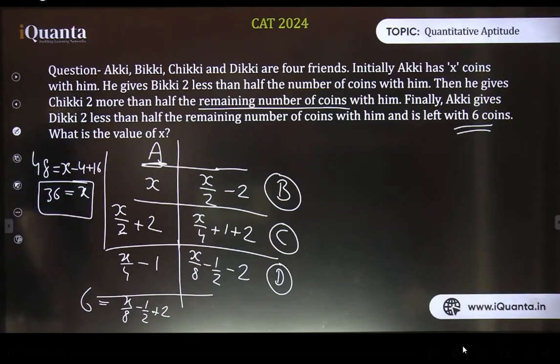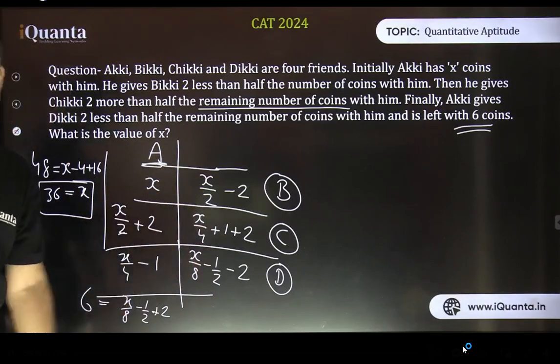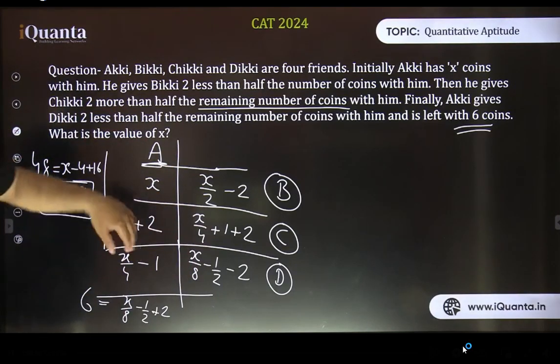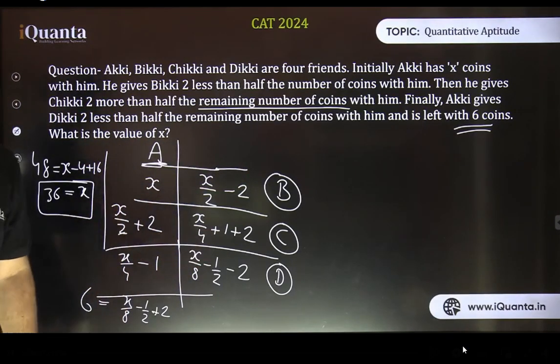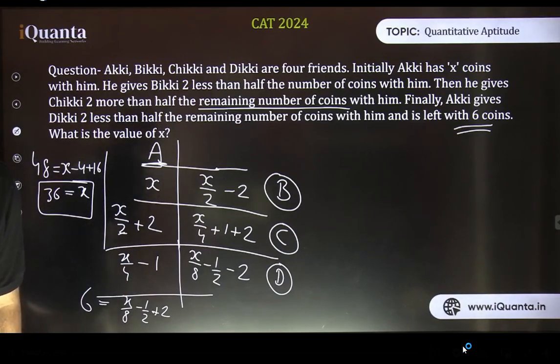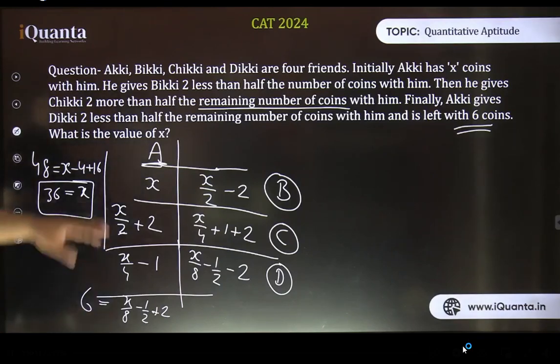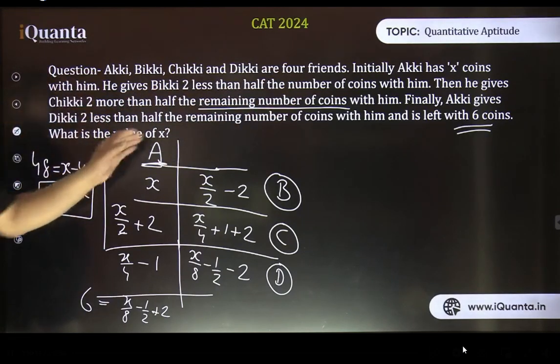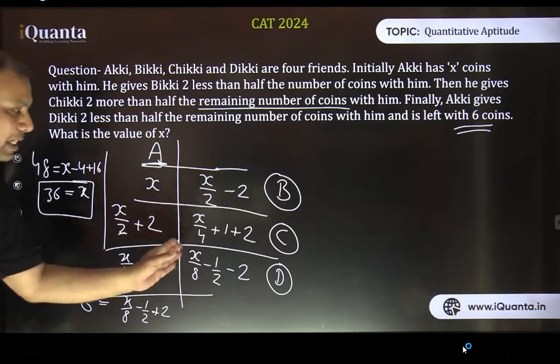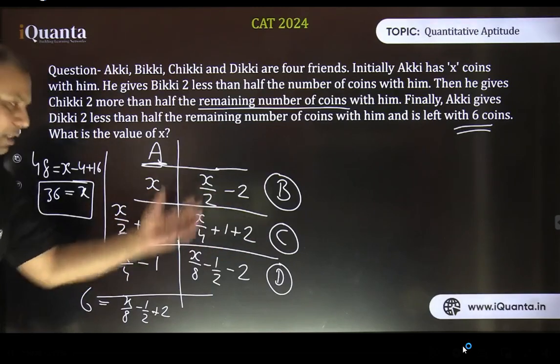Right. So there were a lot of calculation steps, a lot of half steps, then plus 2 or minus 2 or something. So there is a lot of scope of committing error, isn't it? There's a lot of scope of committing error. Aditya, I have just done as is written here. Sometimes he is giving 2 less than half of the number of coins with him. Sometimes he is giving 2 more than half of the number of coins with him. That's what we are doing.